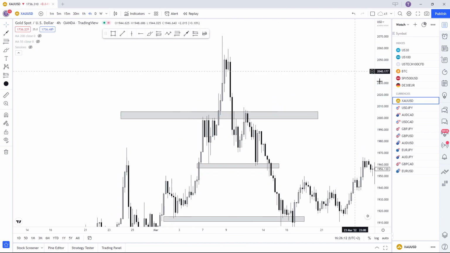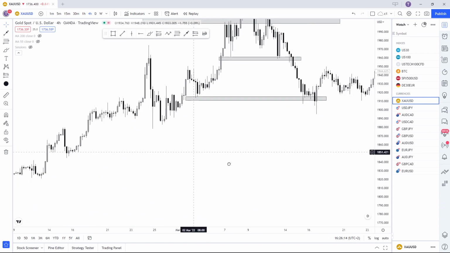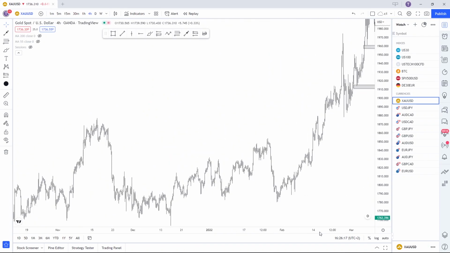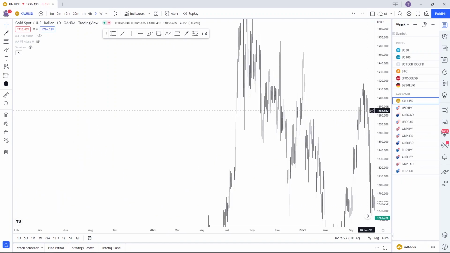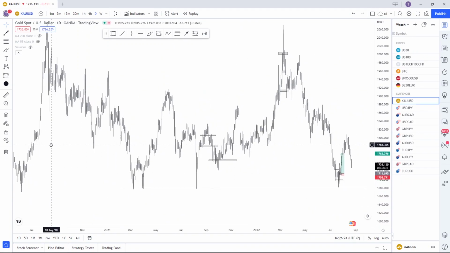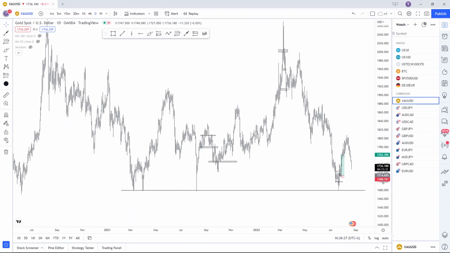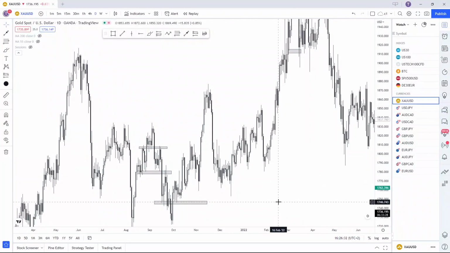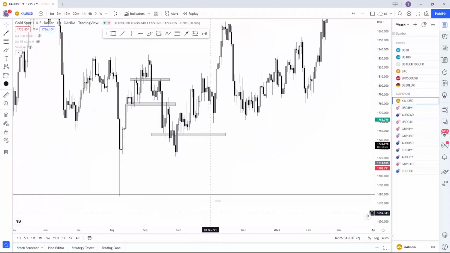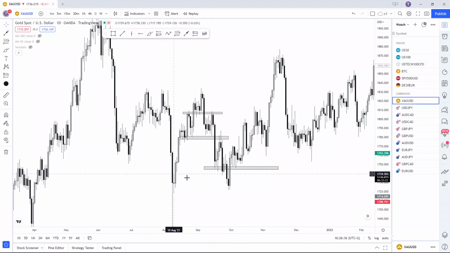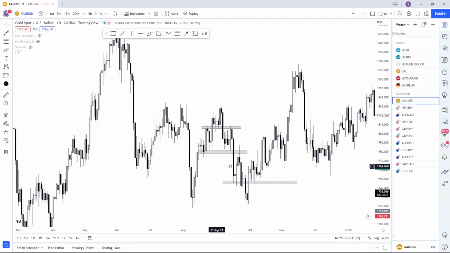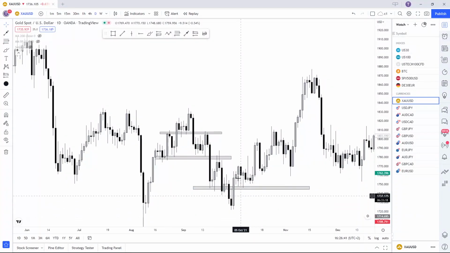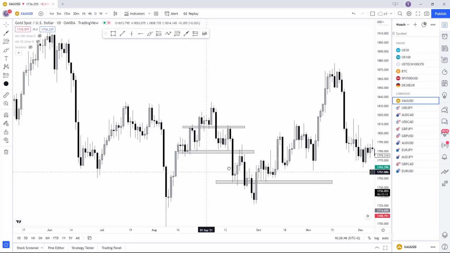Okay, let's look at the last example. We are on a daily. As you can see, I have got an inverse, no more head and shoulder.